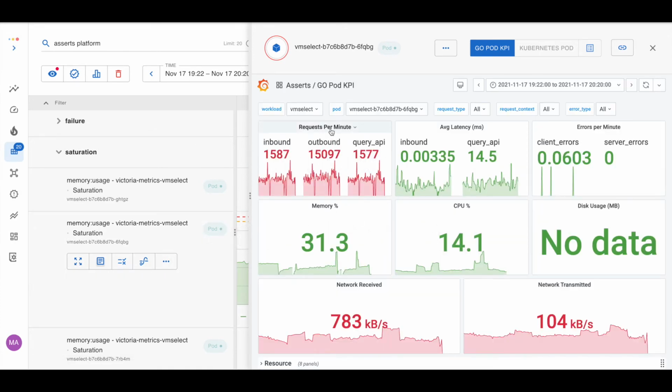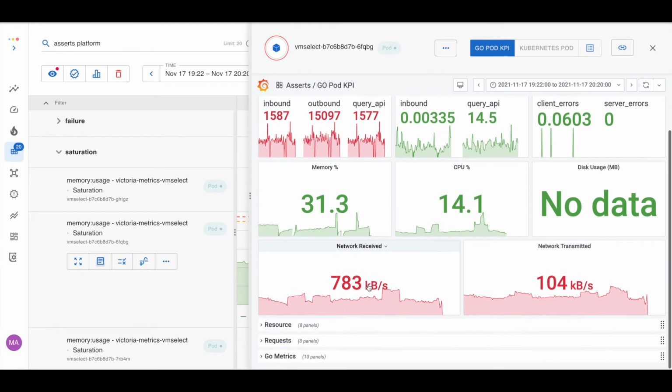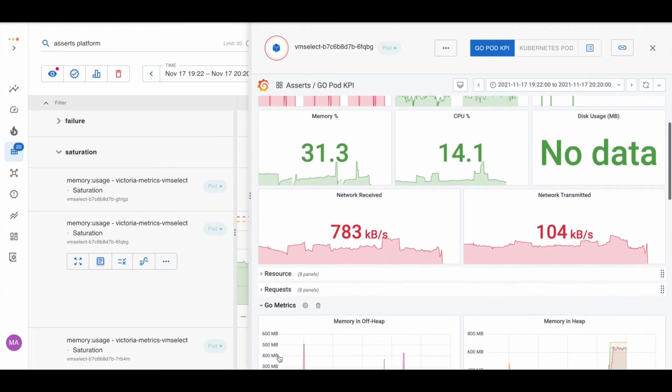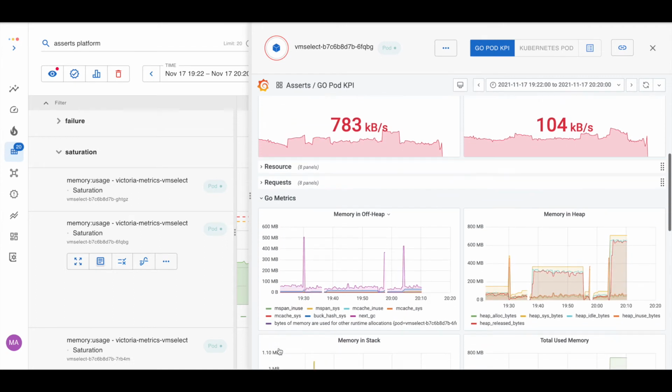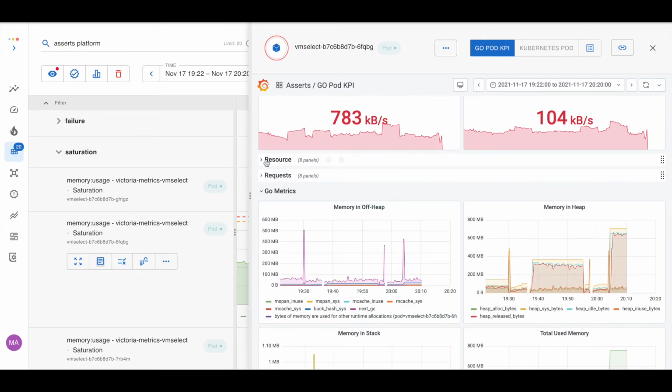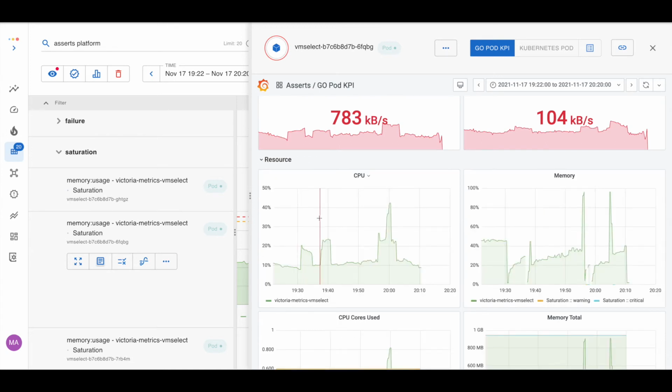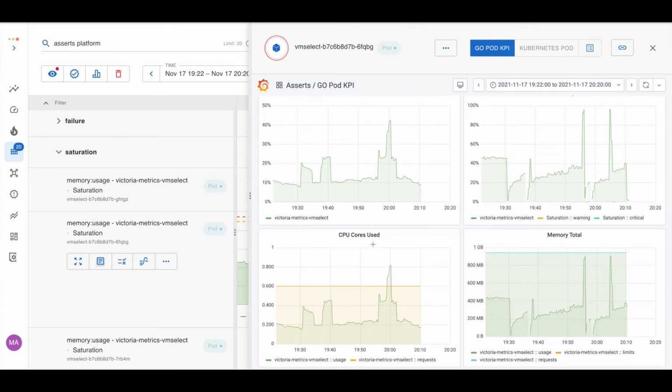Here, Asserts shows the golden signals, which are request rate, latency, and error rate, the resource metrics like CPU, memory, and network, and runtime metrics depending on the service runtime. VM Select is a Go service, so we are seeing Go metrics. We drilled into the memory metrics to see how much memory this pod was using and how close it was to running out of memory entirely.